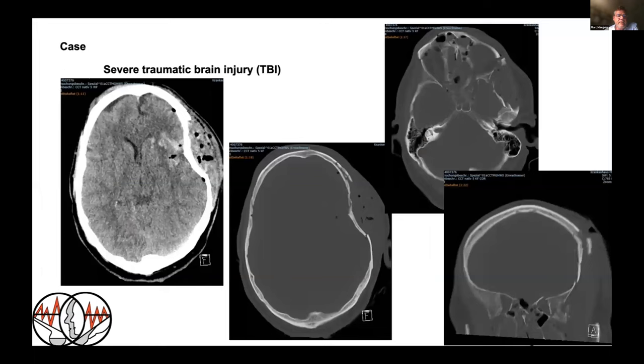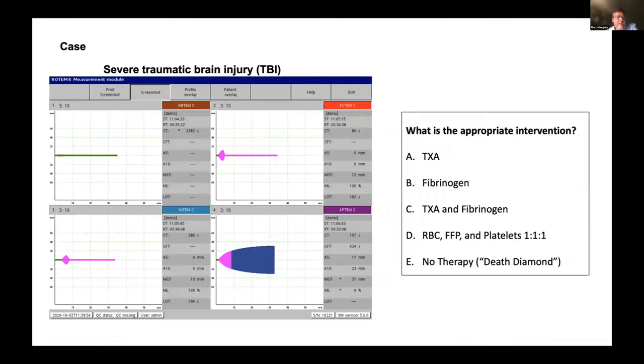in our setting. And this is just a case of a severe traumatic brain injured patient who basically fell from a tree. He was a woodworker, having sustained a severe contusional and traumatic brain injury. And this was the first Rotem we detected in this patient in the emergency room. And there are the major findings as outlined here in the FIBTEM and the fibrin polymerization test. There was a complete zero line. There was no coagulation, no fibrin polymerization evident in this specific patient.